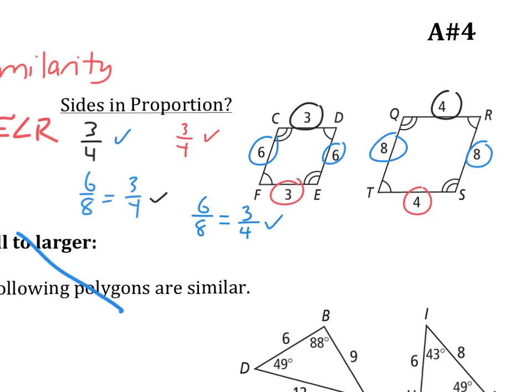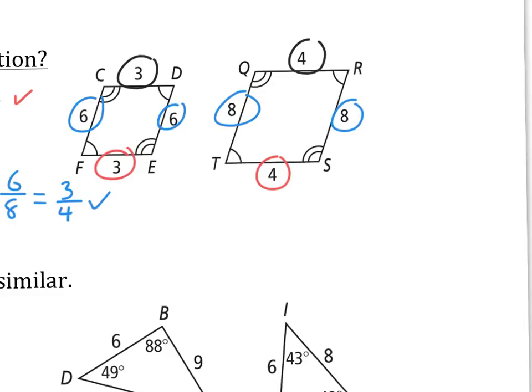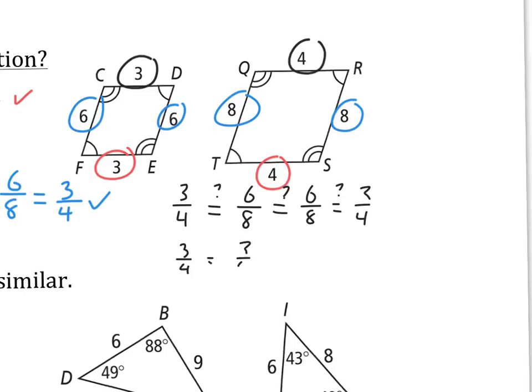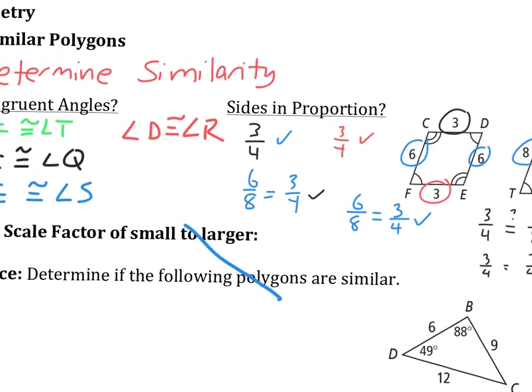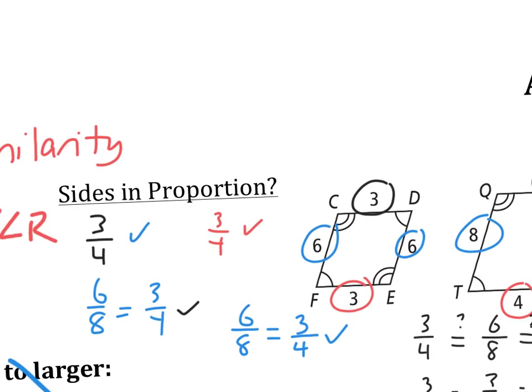You can treat it separately like I did, or another way to do it is just write that extended proportion and just reduce it underneath. For example, this: 3/4 equals question mark, 6/8 equals question mark, 6/8 equals question mark, 3/4. And then 3/4 equals 3/4 equals 3/4. Guess what I'm going to say next? 3/4. There we go. Good. So because of that, written as an extended proportion, we see that it is, in fact, proportional. So the sides are in proportion. The angles are congruent.